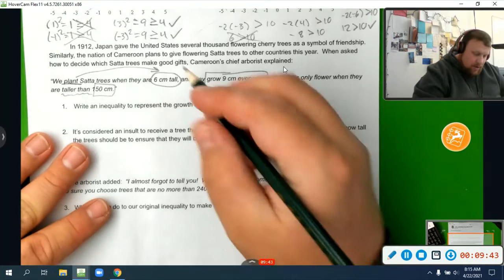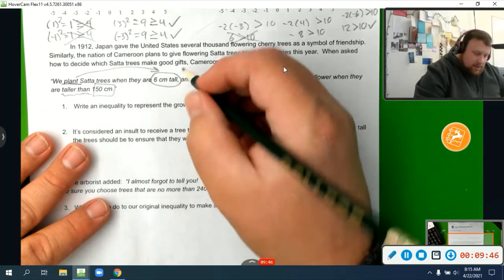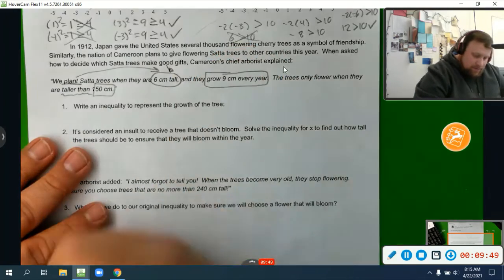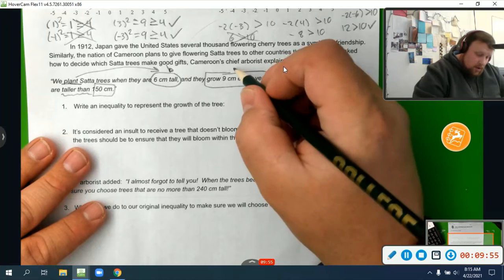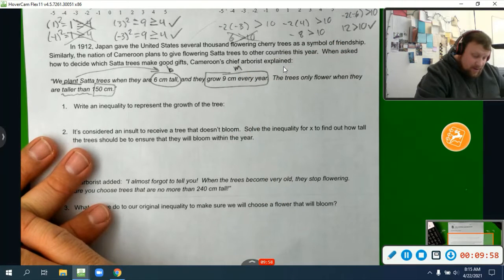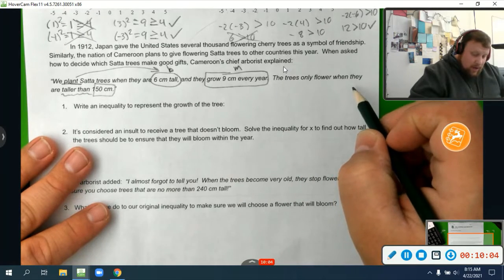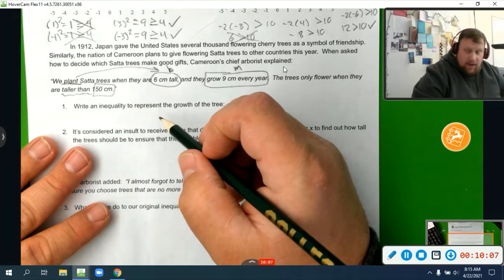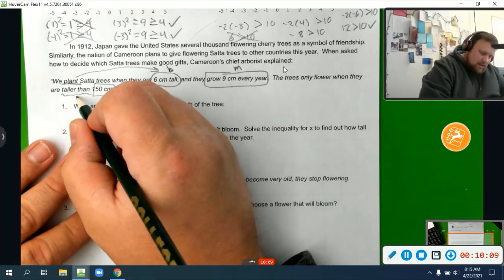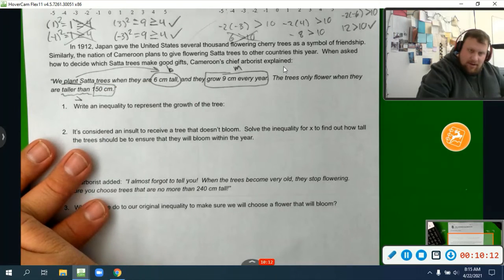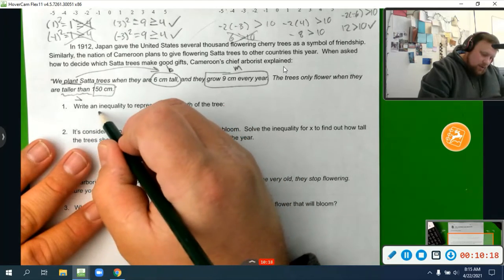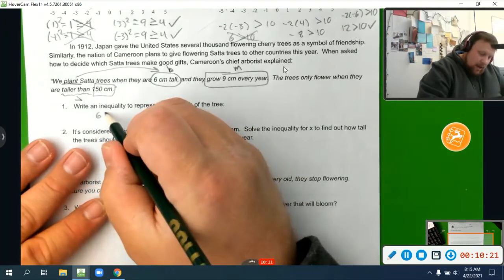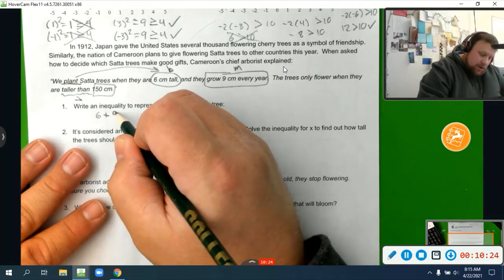Well, first of all, we planted at 6 centimeters, doesn't that sound like a start value, like a b value? It grows 9 centimeters every year. That sounds like a growth factor or a slope. And the trees only flower when they are taller than 150 centimeters. That sounds like an ultimate goal. And taller than, doesn't that sound like greater than? So let's talk about this. What if I had, all right, I know that I'm starting with 6 centimeters. And every year, it's adding 9 centimeters. So that would be 9x.